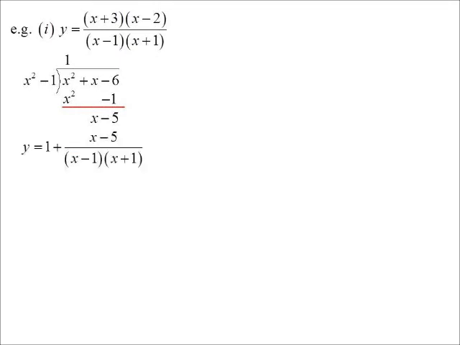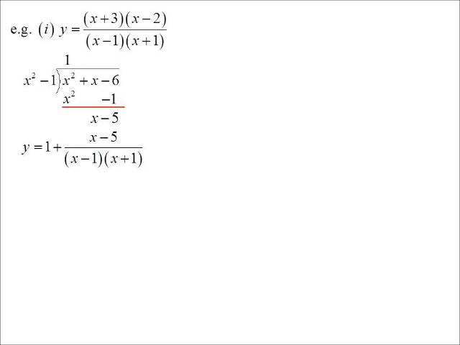Let's look at this. (x + 3)(x - 2) over (x - 1)(x + 1). So let's do the polynomial division. x squared goes into x squared once. What do you know? We get a remainder of x - 5. It's alright, I could break it up that way: 1 plus (x - 5) over the denominator.